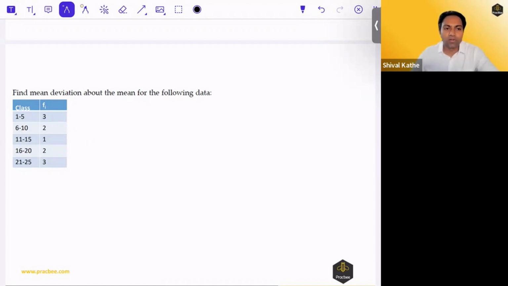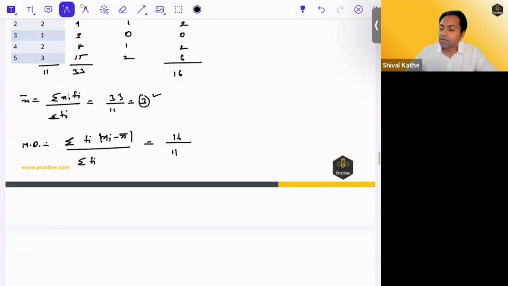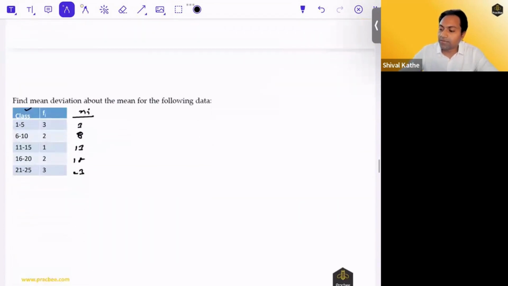Now again we have to find the mean deviation. So what we will do is basically we'll try and find the midpoint of this class. That we'll call xi. So 1 plus 5, that is 6, divided by 2. कितना हो जाएगा midpoint? Midpoint will be 3. In this case it would be 8, and then 13, 18, and then 23. Now, what is the difference between this question and the earlier question? In the earlier question, xi was given. Here the class was given. So in order to find xi, we have taken the midpoint of the class. Now this becomes the older question.